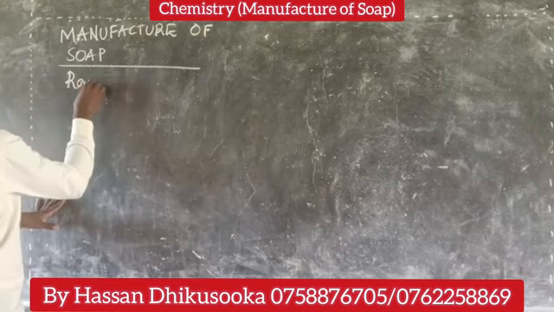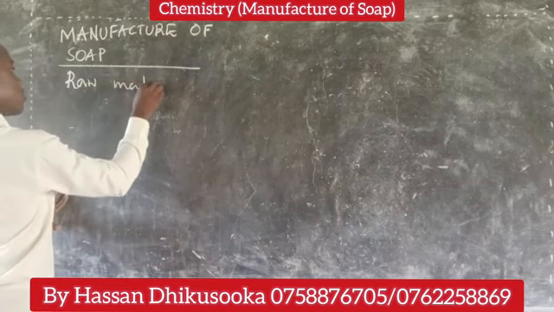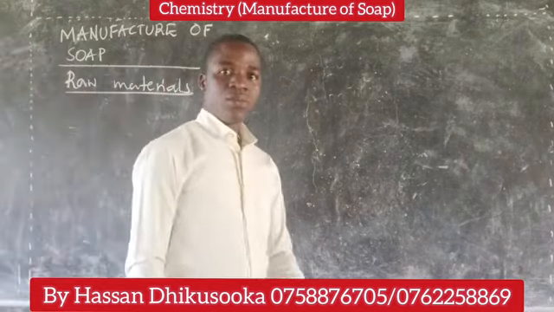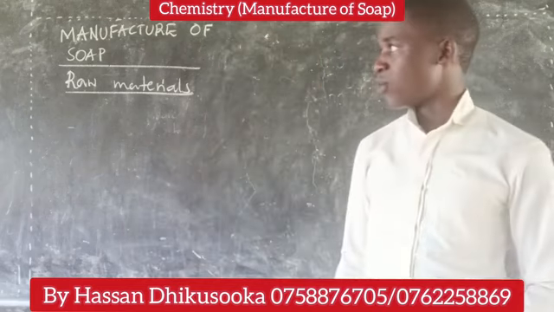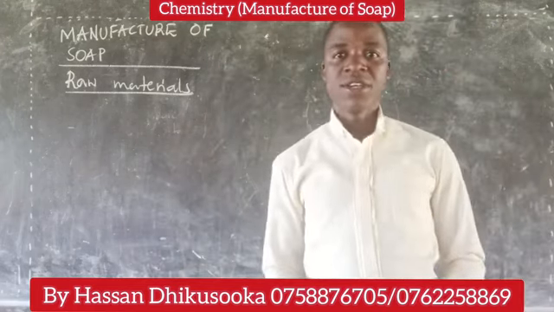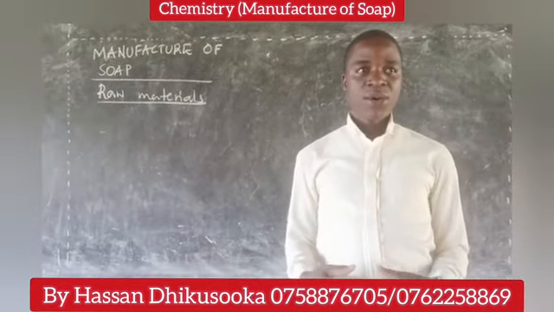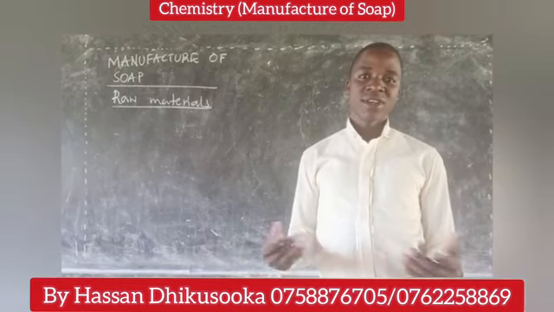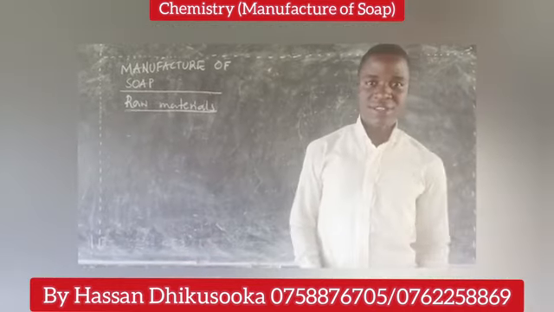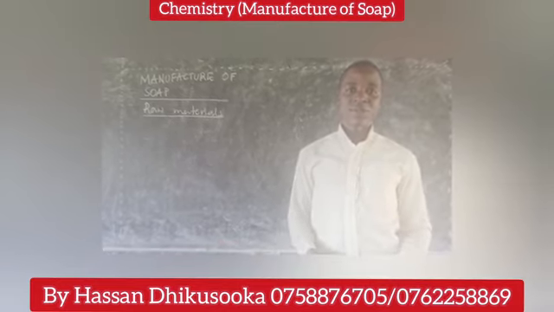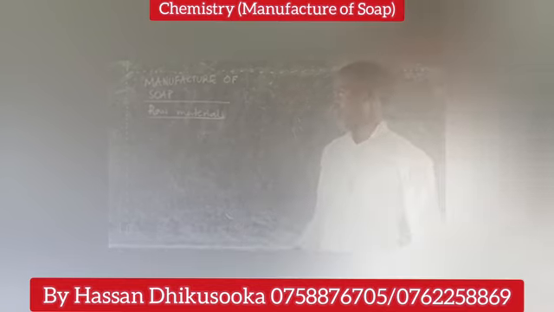Raw materials. The raw materials for manufacture of soap: we can talk about vegetable oil, or in case you don't have vegetable oil, you can also use fats, probably animal fats. Those ones you can be able to use them. So we can talk about vegetable oil.